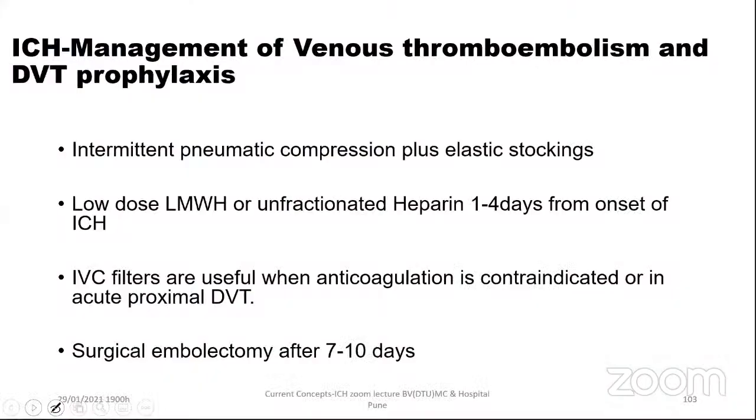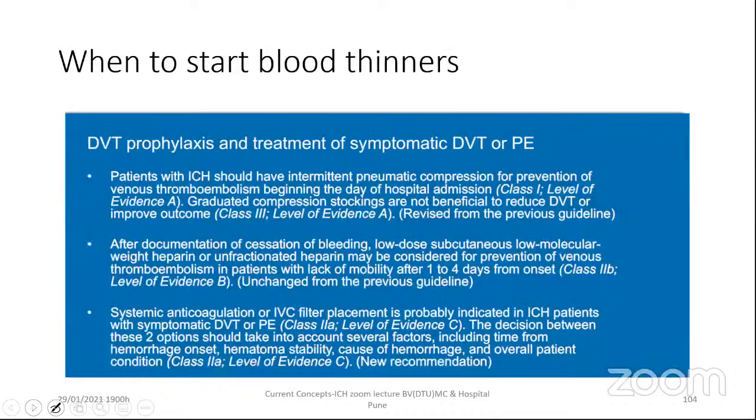Okay, so DVT prophylaxis: intermittent pneumatic compressions plus elastic stockings, low dose low molecular weight heparin or unfractionated heparin 1 to 4 days from the onset of ICH. Filters are useful when anticoagulation is contraindicated or in acute proximal DVTs. Surgical embolectomy after 7 to 10 days if there is a requirement for that. So DVT prophylaxis and treatment of symptomatic DVT or PE has been assessed evidence-wise and recommended.